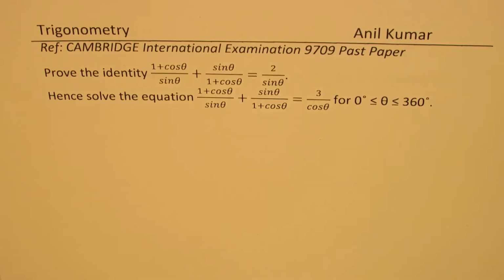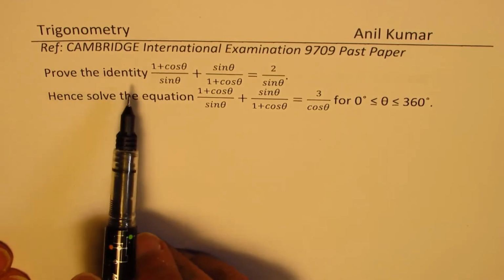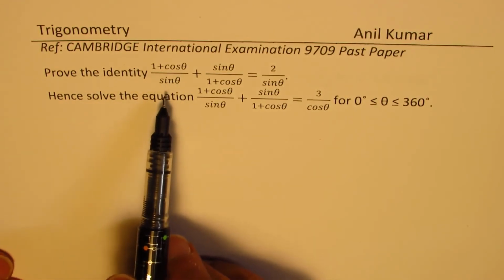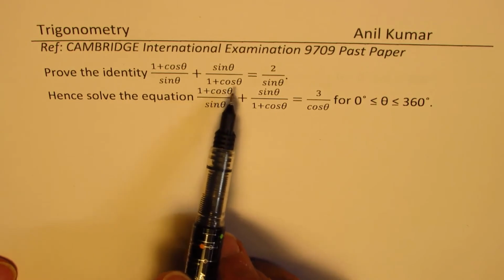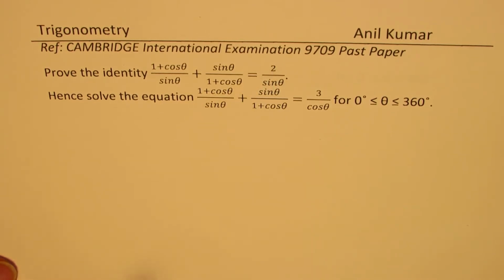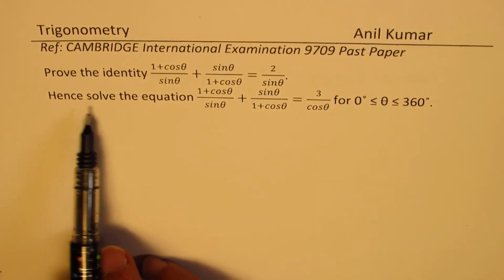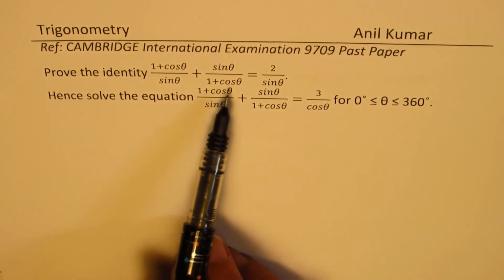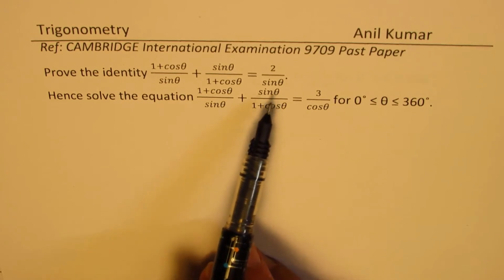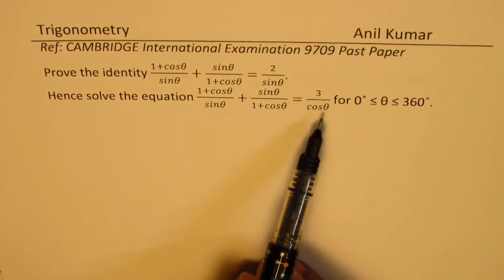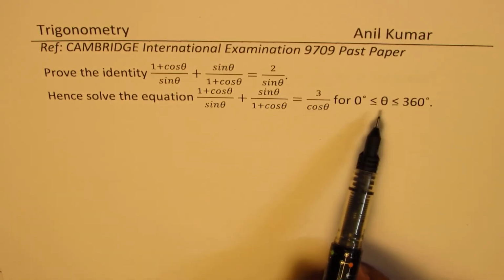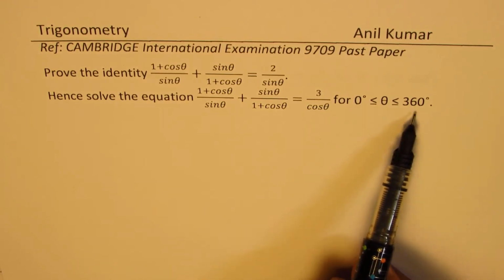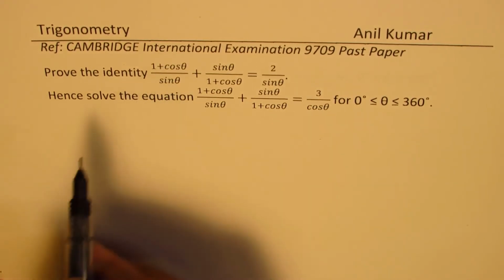The question here is, prove the identity (1 plus cos theta) over sin theta plus sin theta over (1 plus cos theta) equals 2 over sin theta. Part B is, hence solve the equation (1 plus cos theta) over sin theta plus sin theta over (1 plus cos theta) is 3 over cos theta, right? In this case, theta is between 0 and 360 degrees. So let's first prove the identity.